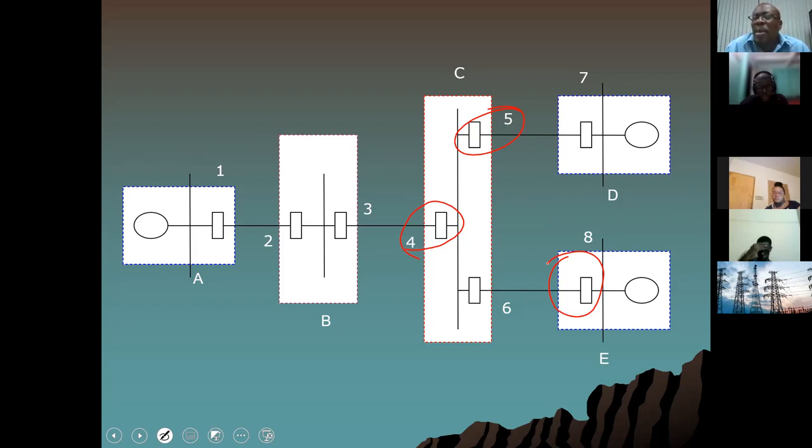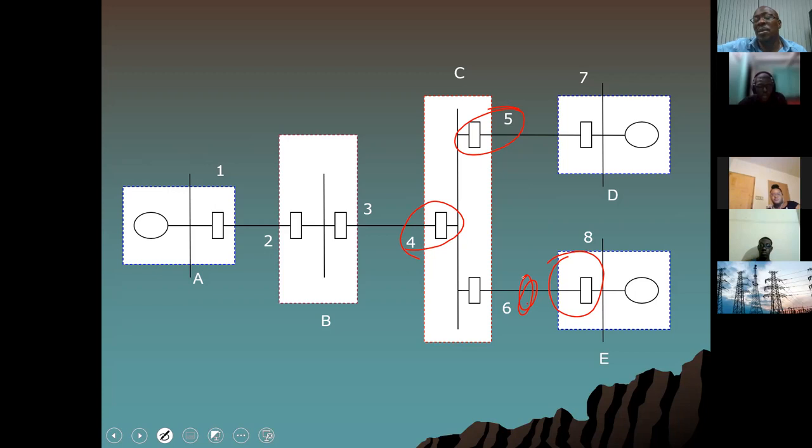Is breaker 8 operating as local or remote? It would be remote. Why? Because we're assuming that the fault is on C, so it would be within the area C, which would be 4, 5, and 6. But breaker 8 wouldn't be in the same area as bus bar C, because it's a different zone. It's not just the zone, but this is a line. So it tells you that it is further away.